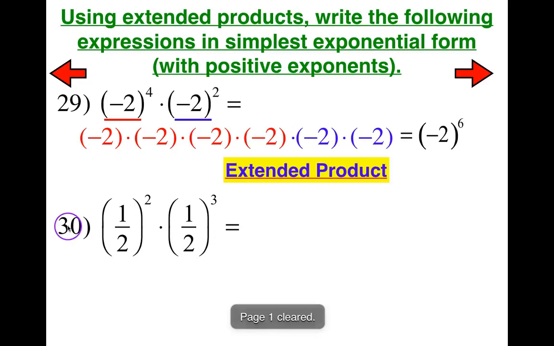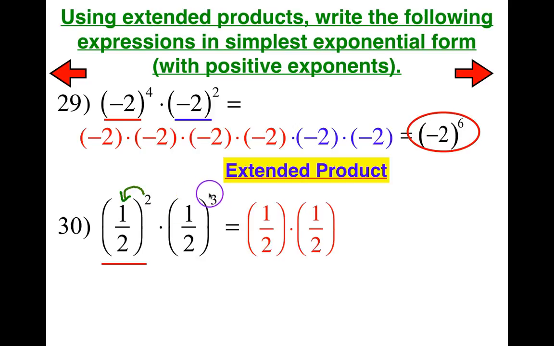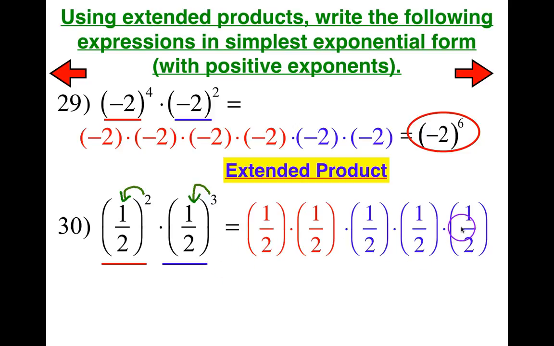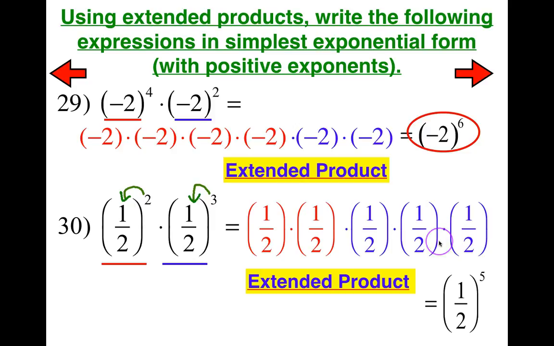Okay. So what about number 30? What's being raised to the second power? It's 1/2. So I'm going to go ahead and write 1/2 twice. What's being raised to the third power? A 1/2. So I'm going to write that 3 times. So altogether, it was being repeated 5 times. So I'm going to go ahead and write 1/2 to the fifth. Does it need parentheses? Absolutely. Because again, if I just wrote it like this, it kind of looks as though only the 1 is being raised to the fifth power and not the 2. But you can clearly see here, the 2 was also repeated 5 times. So this is not acceptable.